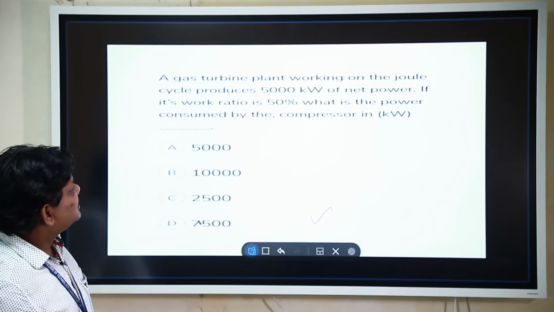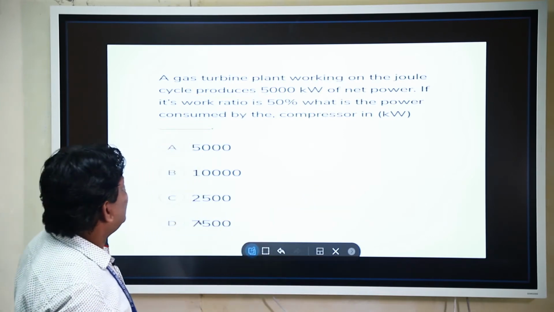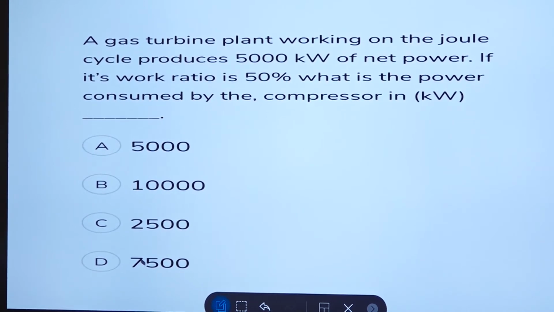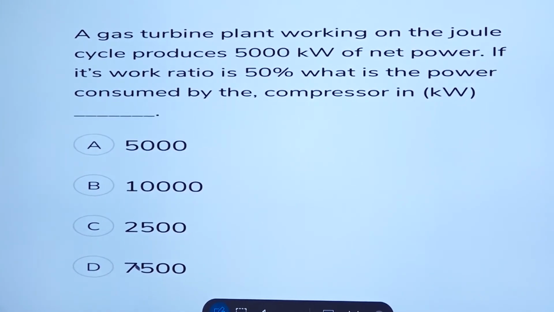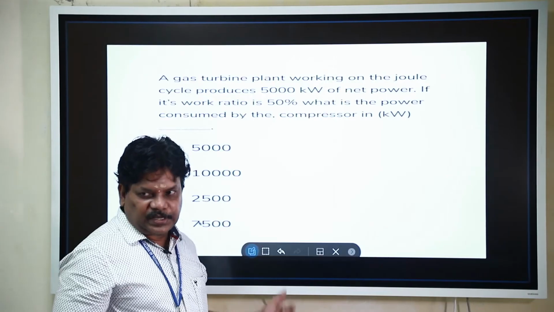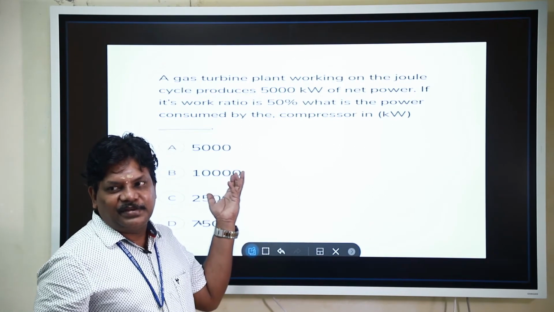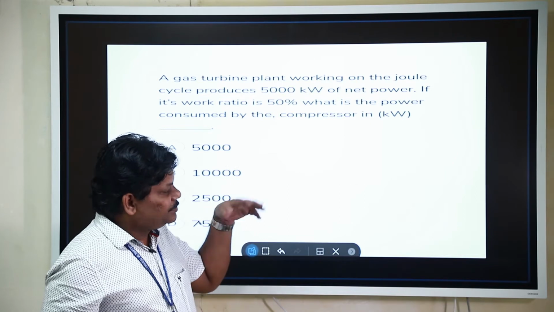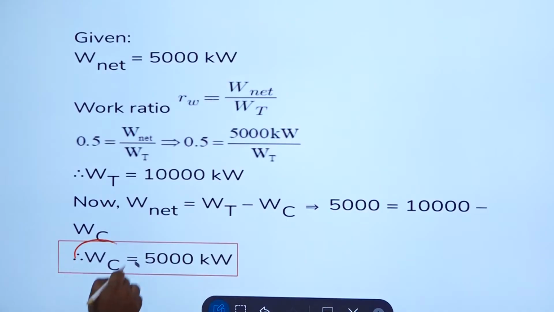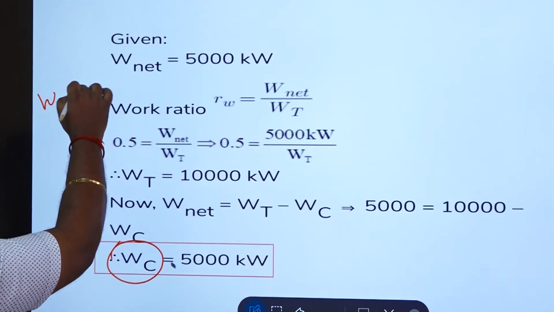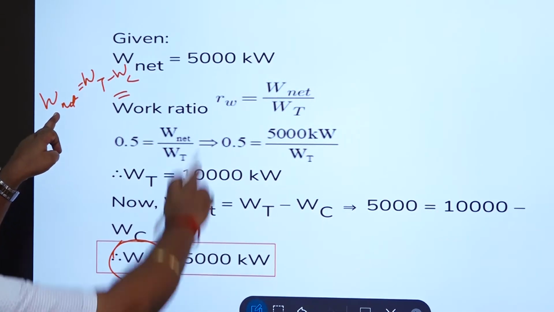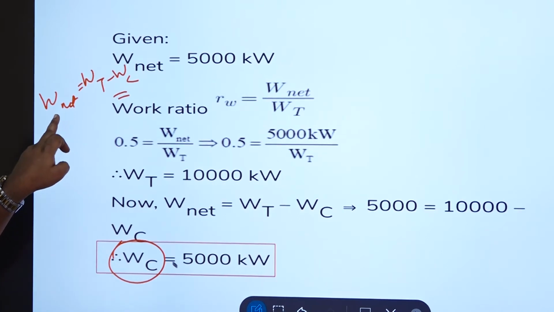The next one: a gas turbine plant working on the Joule cycle produces 5000 kilowatt of net power. If its work ratio is 50%, what is the power consumed by the compressor? This comes under compressor as well as turbine. So the net work, we have seen, is WT minus WC. The net work given to you is 5000 kilowatt, and then the work ratio is given.